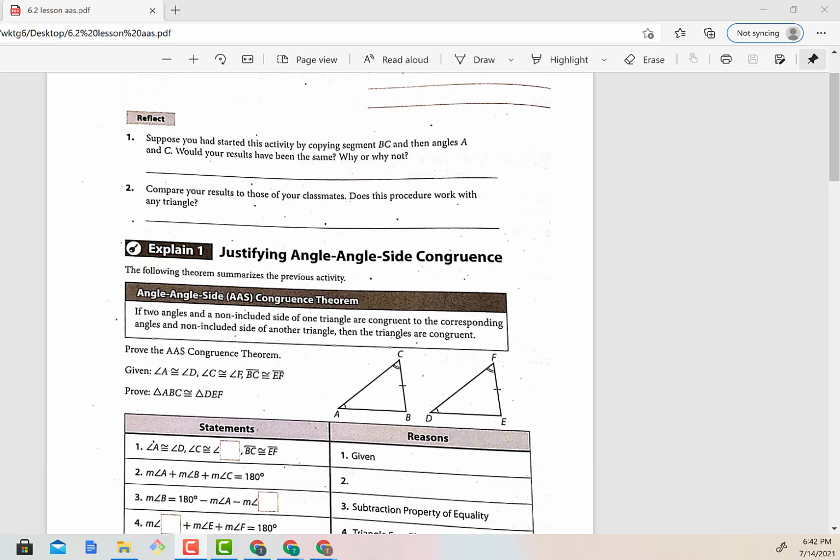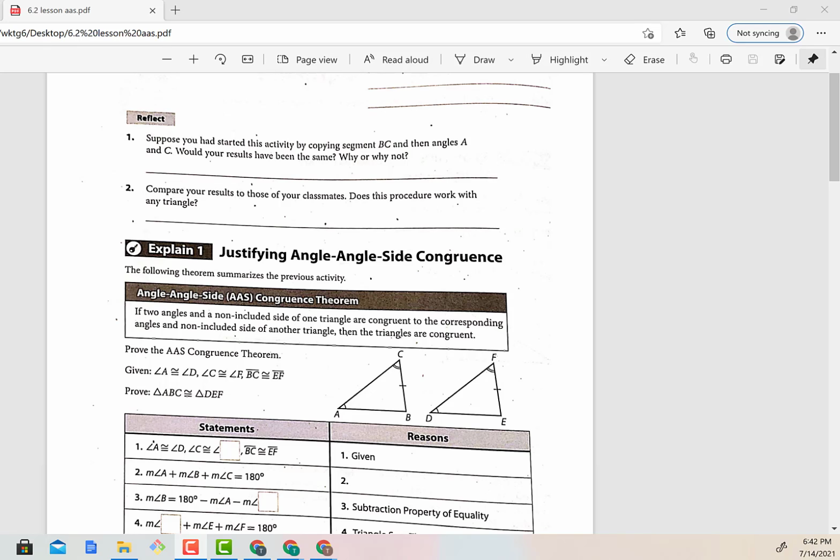Before we talked about angle side angle, and it had to be the included side. Angle side angle, it's two angles and the non-included side. If those three things are true for one triangle and they're congruent to corresponding angles and non-included sides of another triangle, then that's enough information to prove the triangles are congruent. We're going to go through this proof. It wants us to prove the angle side congruence theorem.